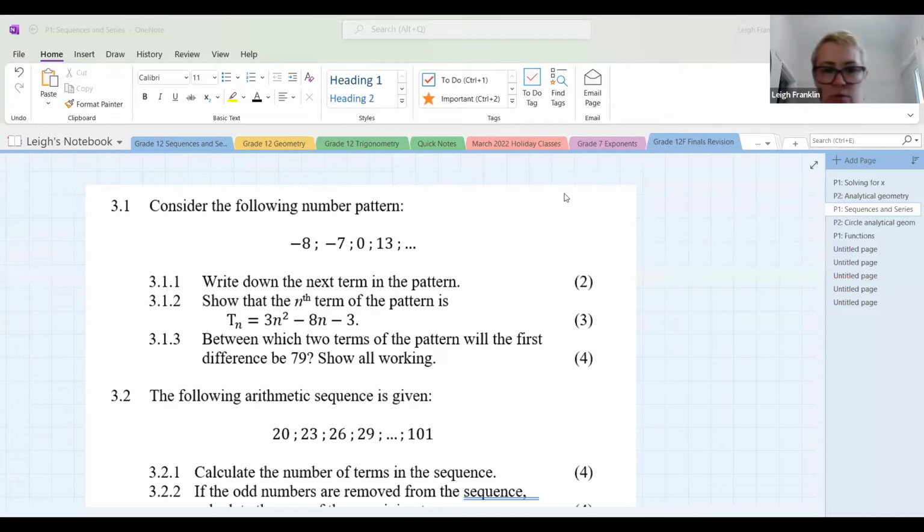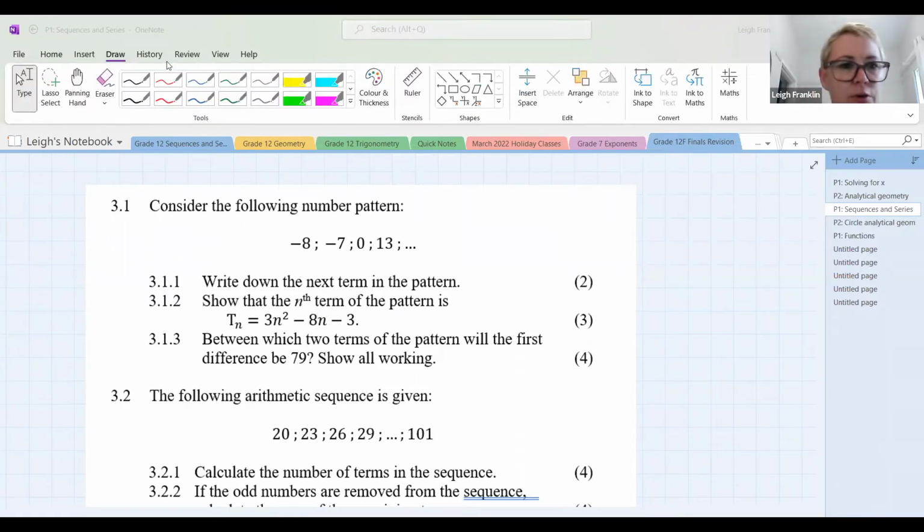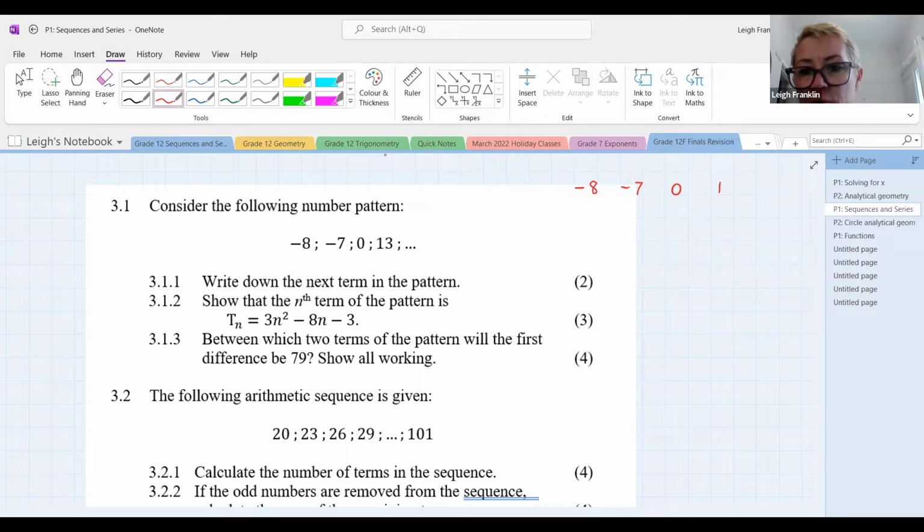Okay, so working with our differences. The first thing that we would do is work out what the first difference is. So we've got -8, -7, 0, and then 13. To work out the first term of our first difference, we would say -7 minus -8, and that would give us a difference of 1. Then here we would say 0 minus -7, and that would give us a difference of 7. And then here we would say 13 minus 0, and that would give us a difference of 13.